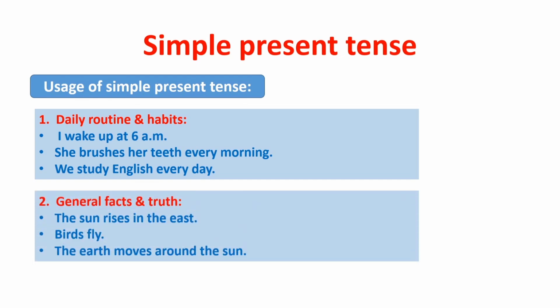The second one is general facts and truths, which we use the simple present tense for. The sun rises in the east is a fact, it cannot be changed. Birds fly. The earth moves around the sun is a clear fact, and we cannot change it. So it's a fact that the simple present tense is used for.